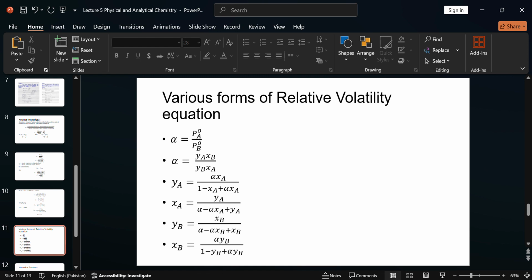So we have various forms of relative volatility equations. First of all, alpha is equal to P naught of A divided by P naught of B, where P naught is the vapor pressure of the pure component. Second, alpha is equal to YA XB over YB XA. Here these are the mole fractions in the liquid and the vapor phase. In the third, we get the mole fraction of liquid A in the vapor phase. In the fourth, we get the mole fraction in the liquid phase. Similarly, we get the mole fraction of liquid B in the vapor phase, and the mole fraction of liquid B in the liquid phase. By using these formulas, we get different values of YA, XA, YB and XB.